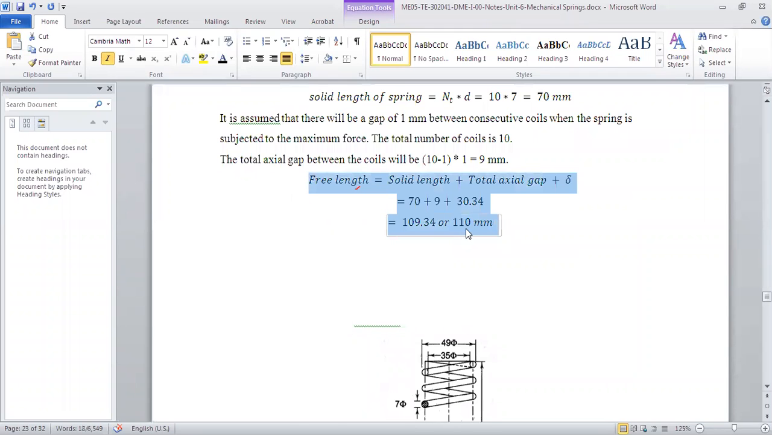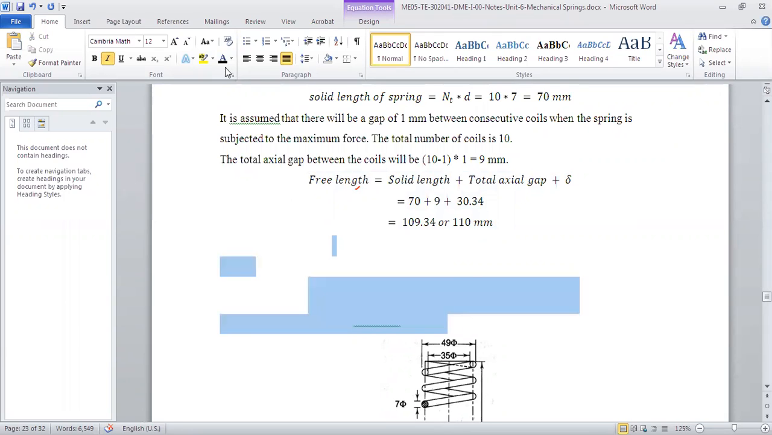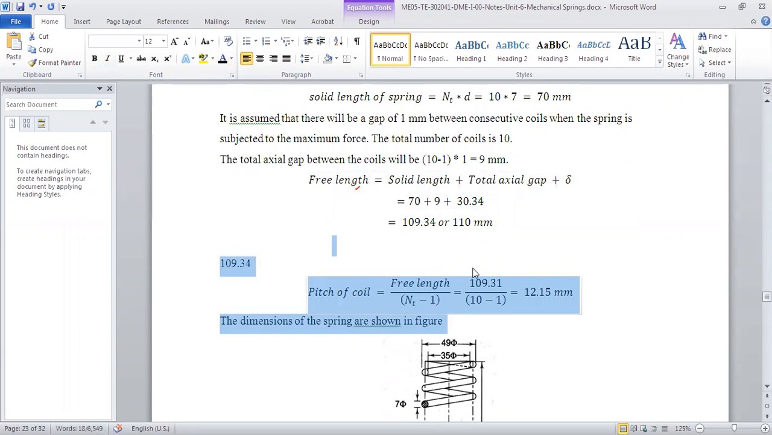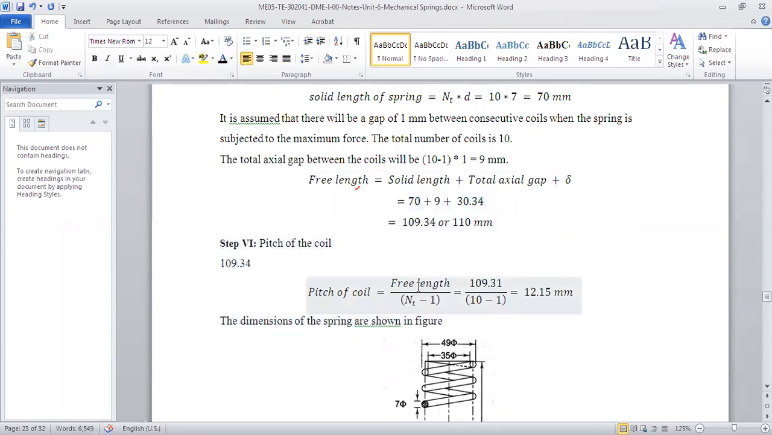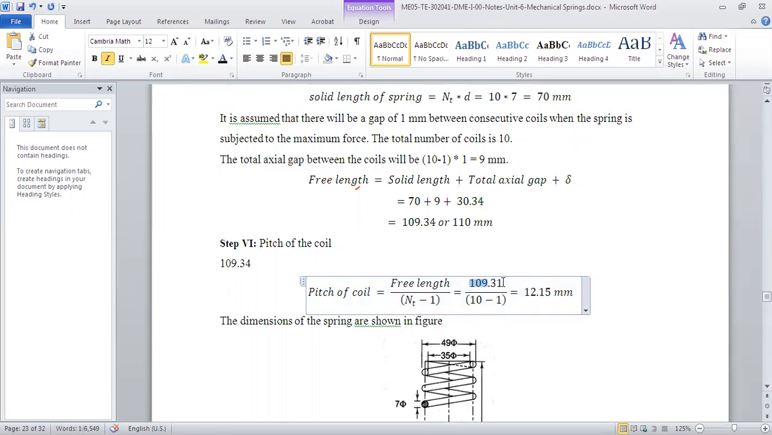Now we know the total length of the spring is 110 mm, and what is pitch? It is the distance between two adjacent coils, right? So how can we calculate that? Pitch is basically free length upon nt minus 1, and we can take the free length as 110. So 110 upon 10 minus 1, because for pitch the total gaps are 9, not 10. So nt minus 1. That comes to 12.15.